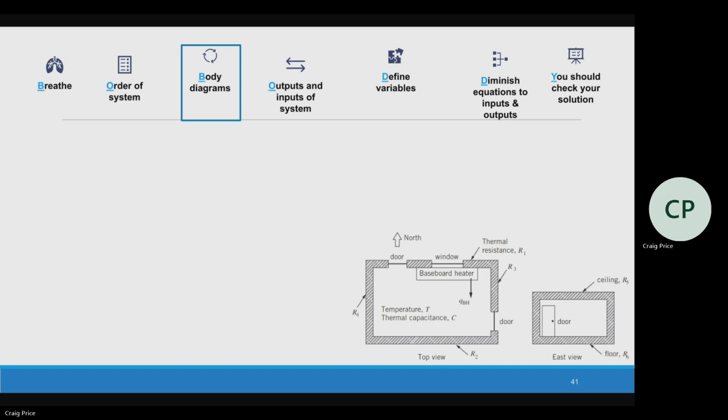Great. Next up, body diagram. Now, you don't have to be too fancy on these. You can do the same as kind of hydraulics. I'm just going to draw my boundary here. So we have a capacitance of the room and we have a temperature, and that temperature is changing. Capacitance is a function of the volume. And the baseboard heater is providing a heat, QBH.